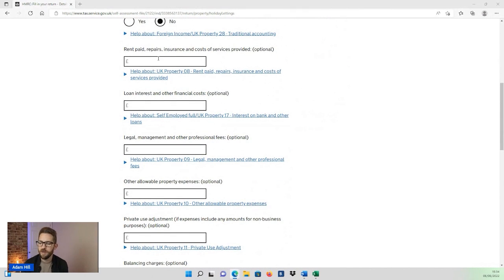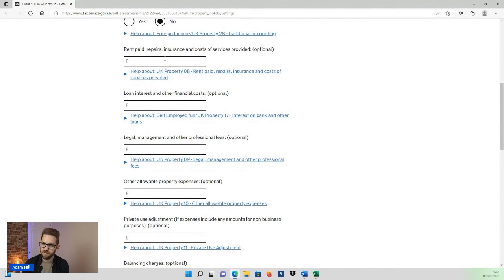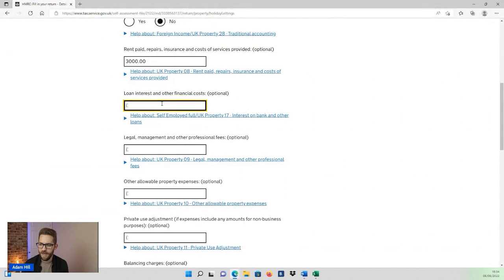Now, if you remember on our lead schedule here, I've already broken these down by type. So I need to enter these figures here. We're looking at UK holiday let expenses, but these should correspond pretty well to what HMRC actually ask us for. So repairs, insurance costs and services provided. I had £3,000 that falls into that category. Loan interest, I had £5,000.